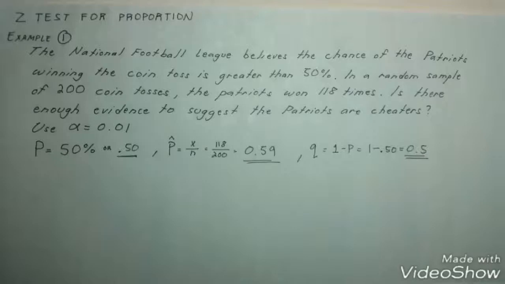So we will use 50% as our principal value, and our p-hat will be 0.59. In order to achieve the 0.59, we will use x and n together. We will divide x by n, that is equal to 0.59, and our q value will be 0.5. In order to achieve 0.5, we must subtract the principal value, which is 0.50, from 1.